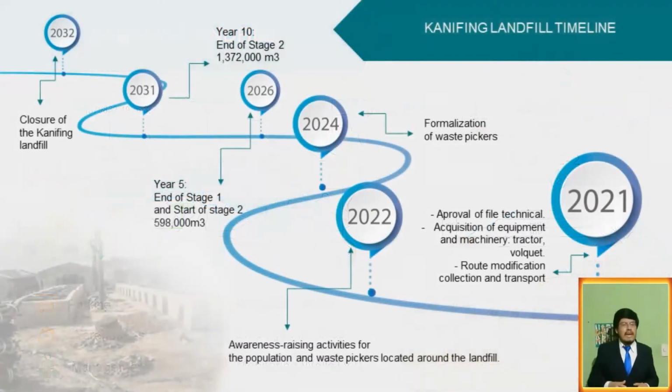This slide shows a timeline where the execution, operation, and maintenance of the landfill is observed. In the year 2022, the first stage of the filling will begin. In 2026, it will be the end of stage 1 and the beginning of stage 2. In 2031, it will be the end of the second stage, representing the closure of the landfill until the year 2032. Subsequently, control and monitoring will be carried out as was done in the closure of the vacated landfill.